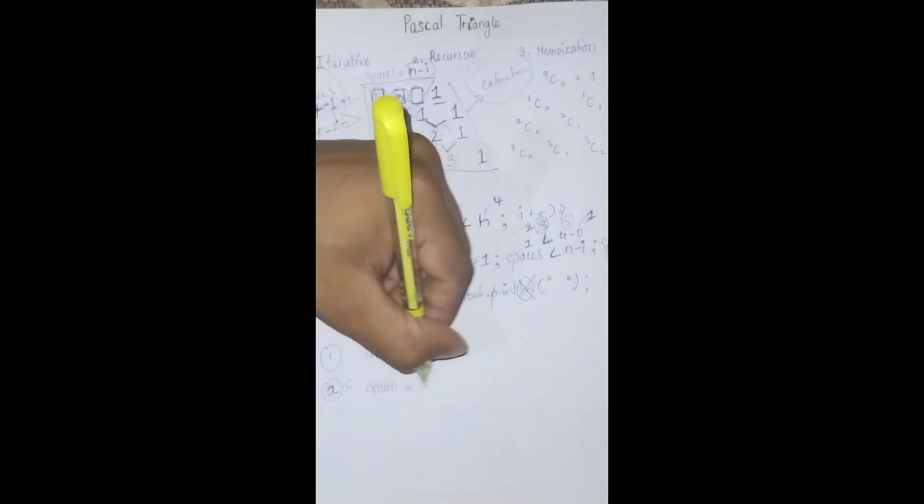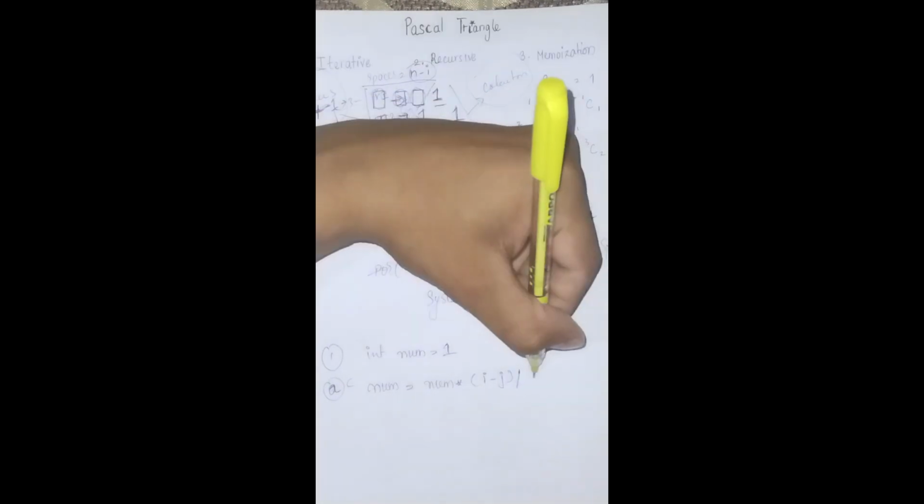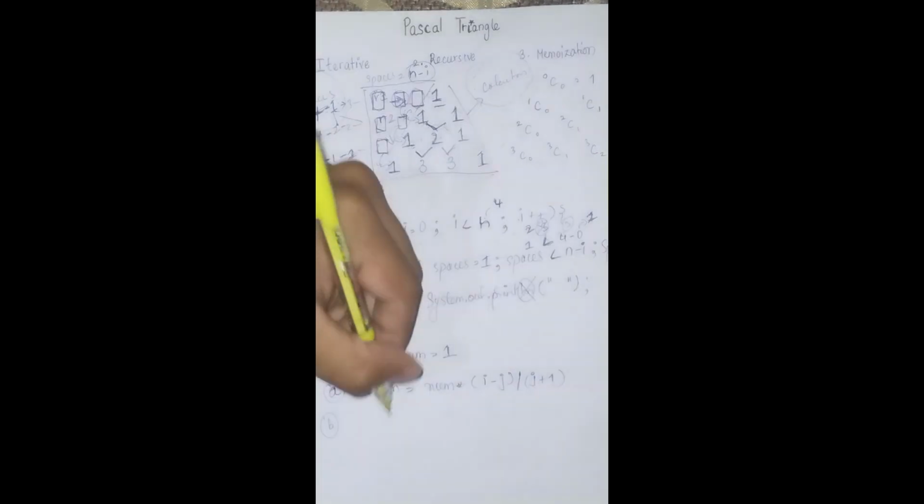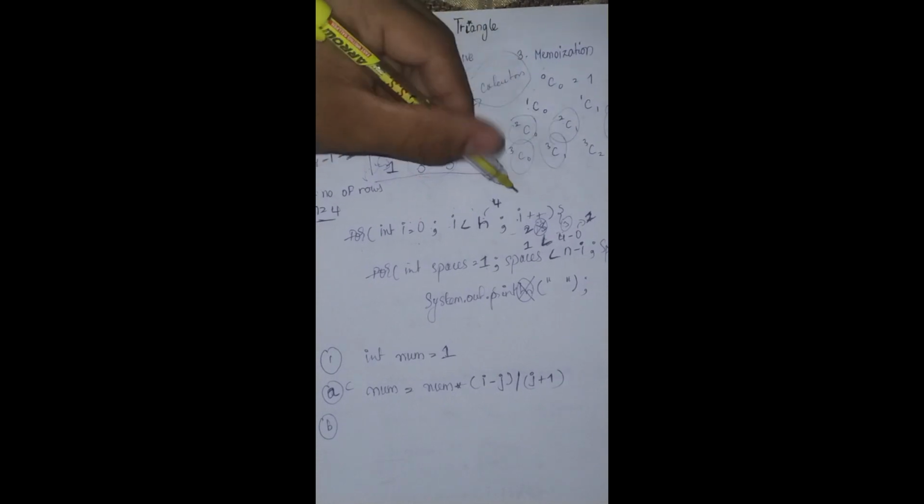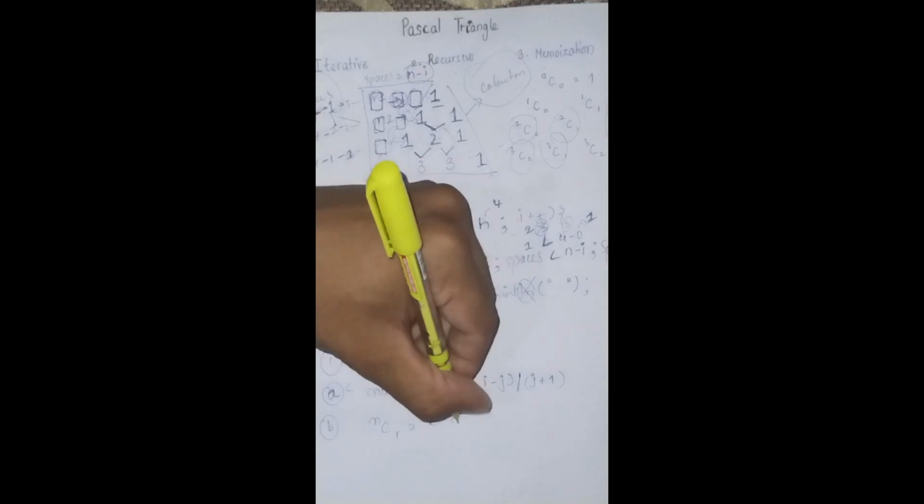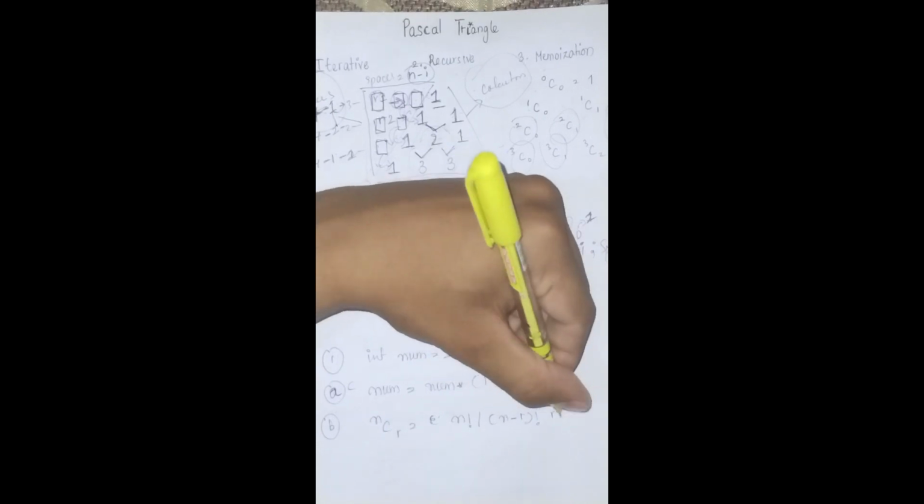We'll calculate it. So to calculate the middle part, we have two formulas. The first formula, I'll write here: num into (i minus j) by (j plus 1), okay? And for the second approach, as I demonstrated here, what is the formula of nCr? nCr equals n factorial by (n minus r) factorial into r factorial.